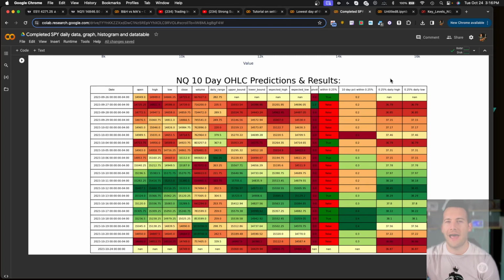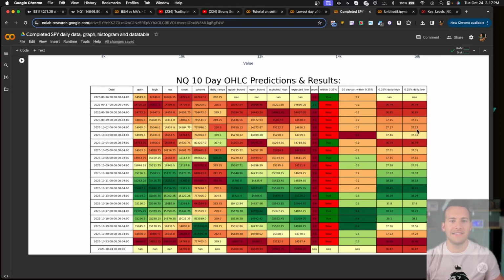And then if you want to know how many points 0.25% of whatever is, you want a percentage value turned into points. This tells you approximately how many points 0.25% is on the NASDAQ. So these models really helped me out.